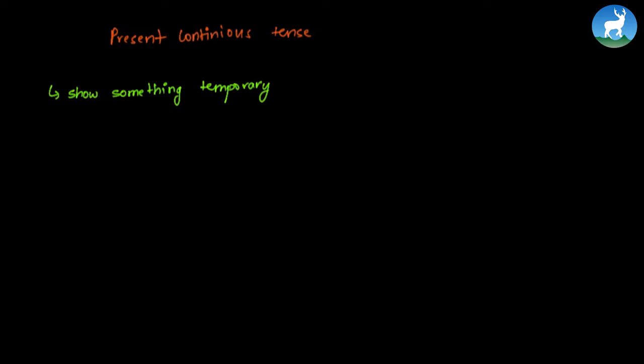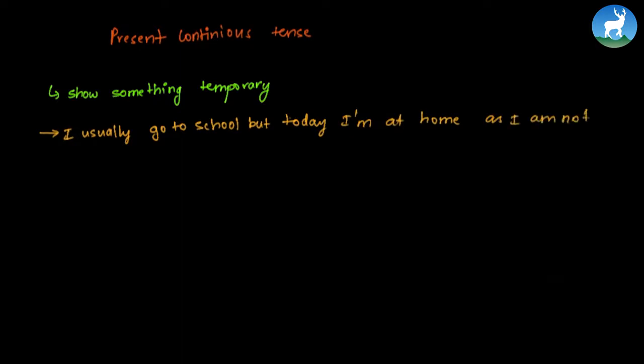For example, I usually go to school, but today I am at home as I am not feeling very well. This is a temporary action, as I go to school regularly, but today I'm not able to go to school because I'm sick.